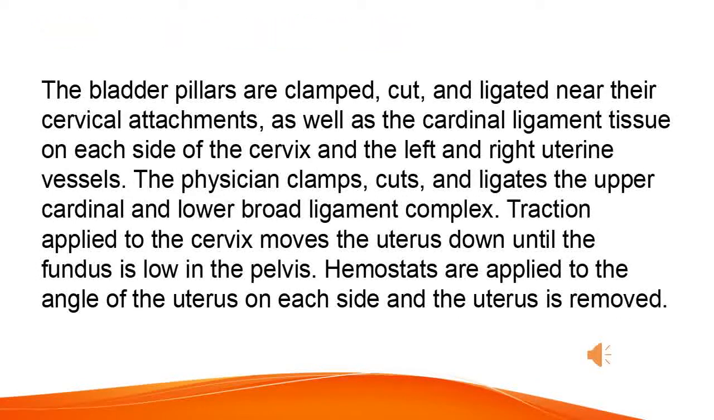The bladder pillars are clamped, cut, and ligated near their cervical attachments, as well as the cardinal ligament tissue on each side of the cervix and the left and right uterine vessels. The physician clamps, cuts, and ligates the upper cardinal and lower broad ligament complex. Traction applied to the cervix moves the uterus down until the fundus is low in the pelvis. Hemostats are applied to the angle of the uterus on each side and the uterus is removed.